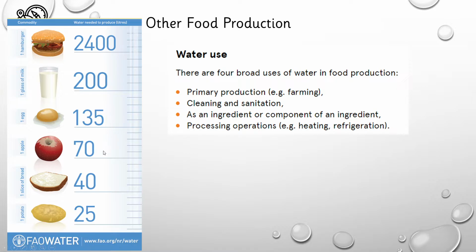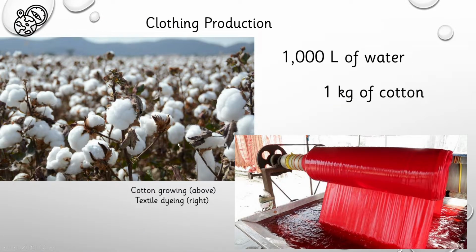An apple, which was my breakfast, requires 70 liters of water per apple. A slice of bread is 40 liters of water, and a potato is 25 liters of water. A lot of water goes into our food production, and often we don't even think about it. Another important source of water is clothing. Do you like wearing clothing? I know sometimes it gets hot and we'd like to wear less clothing, but without water, we wouldn't have any clothes.